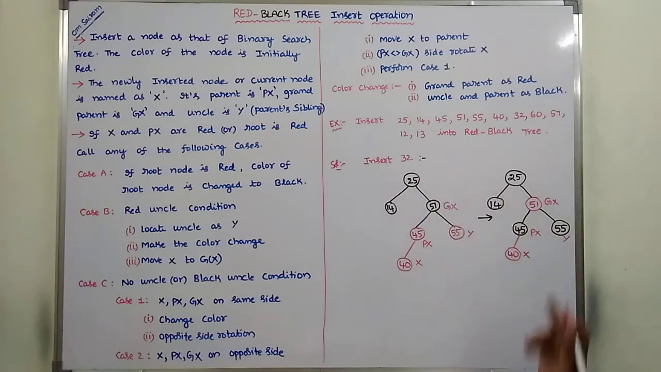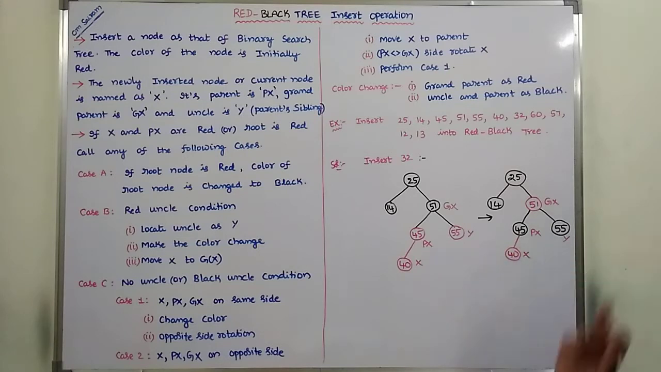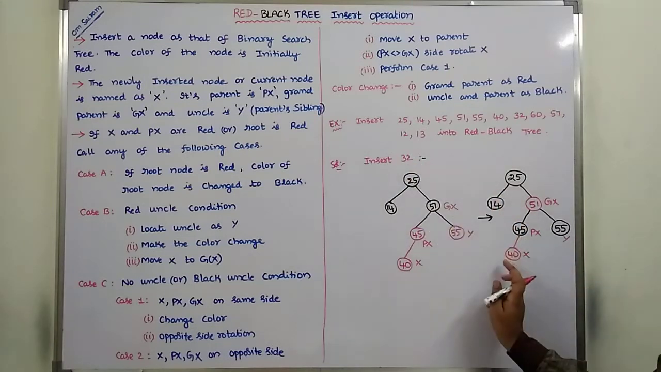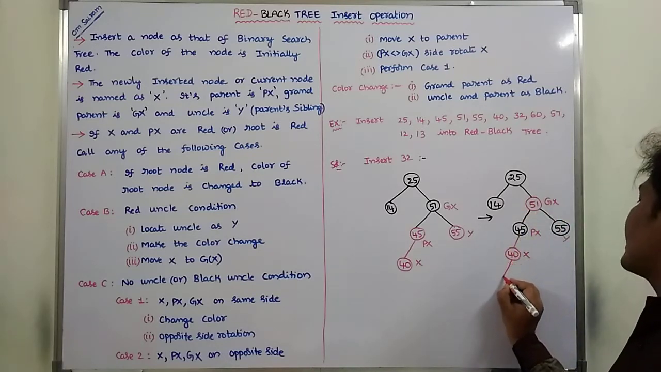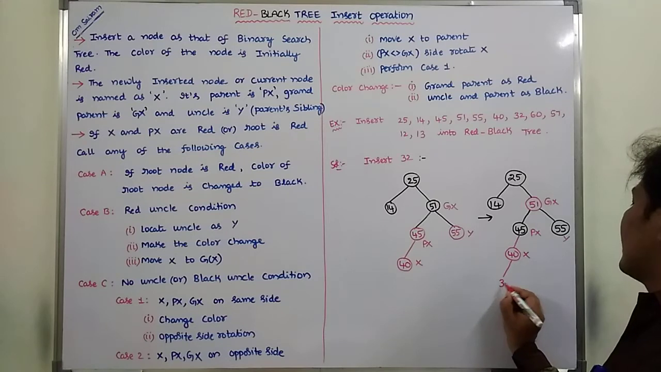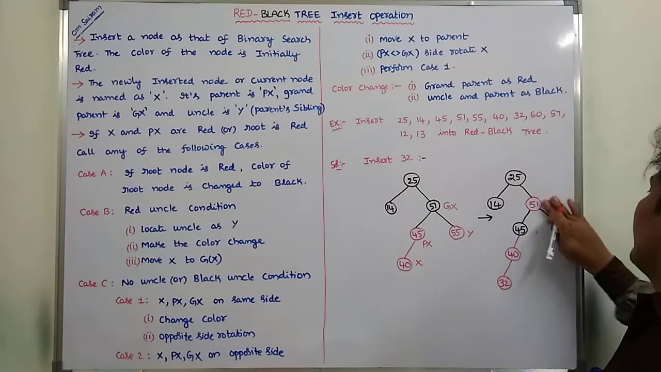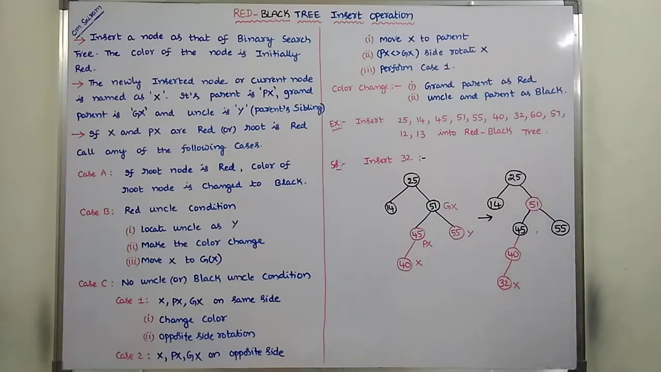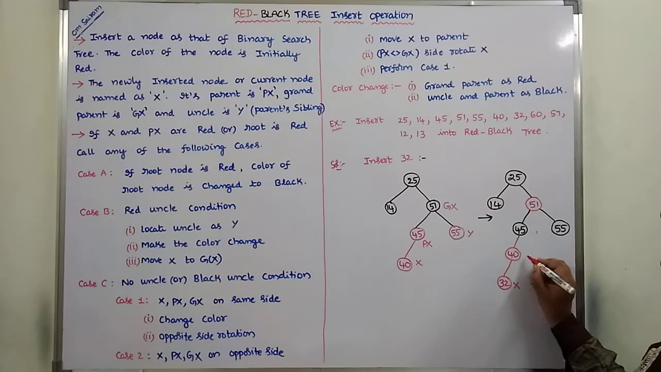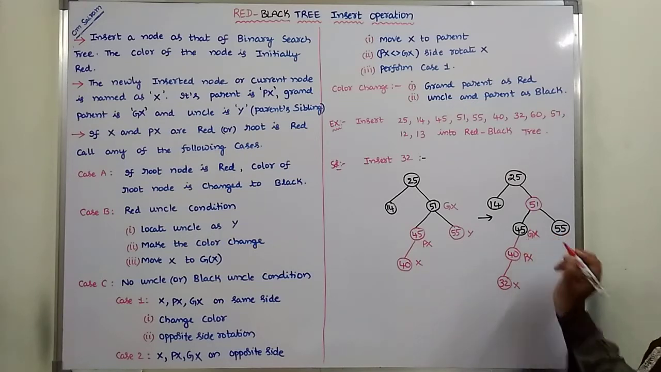32 is compared with 45. It is less than 45, so go to the left hand side. 32 is compared with 40. It is less than 40, so go to the left hand side and insert 32. Now this node is x. The newly inserted node is x, its parent is px, and its grandparent is gx.